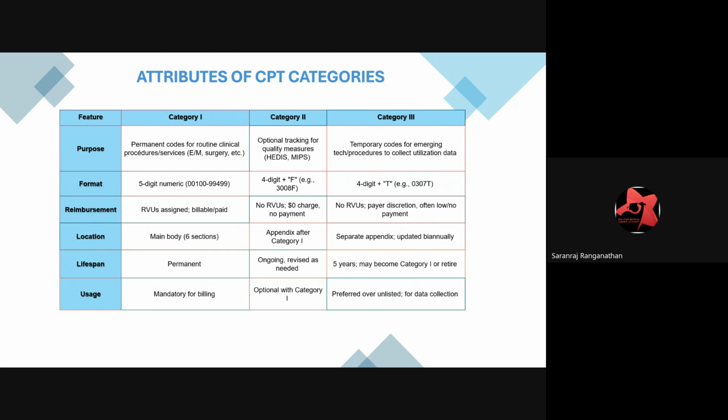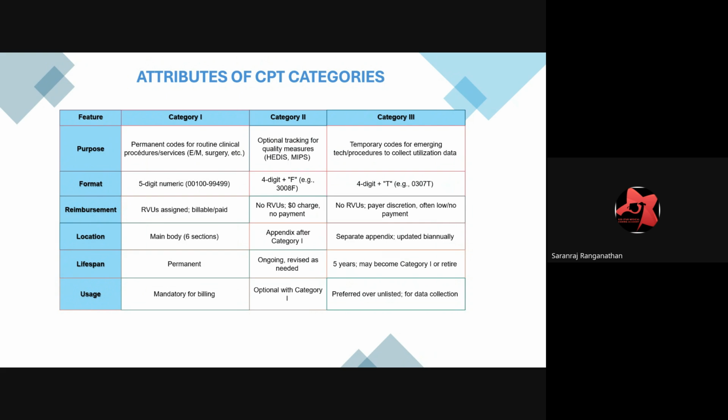If you see, category 2 is present after the category 1 codes, and category 3 is a separate appendix, which you will be seeing also. Lifespan is permanent in category 1, whereas category 2 is ongoing and revisions will be needed, and in category 3 every 5 years it will get retired, and it will come to category 1.